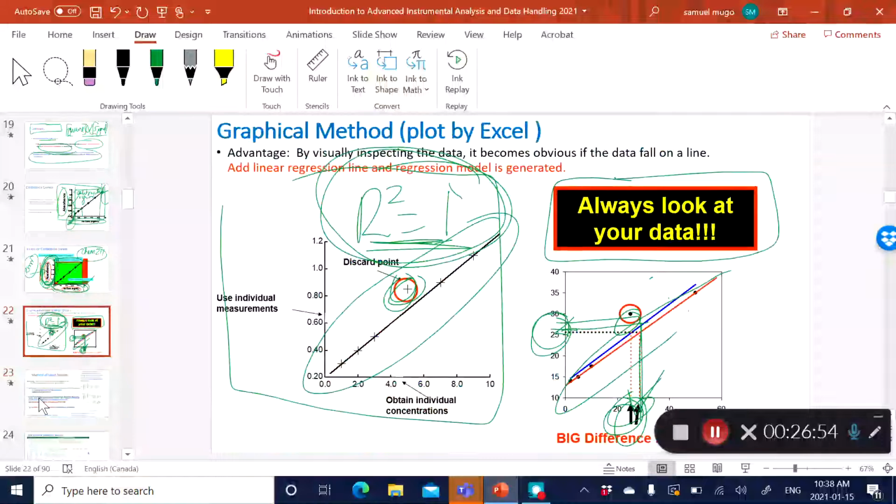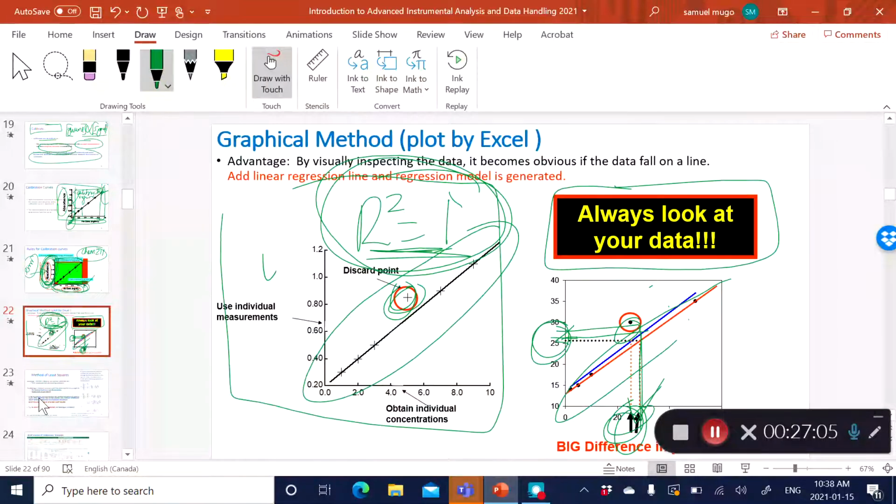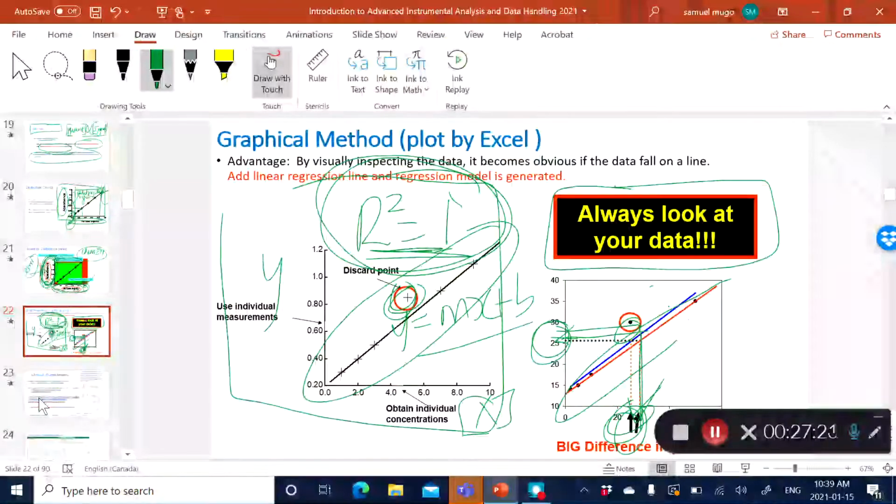So that is the Excel method, or rather a graphical method where you can visually see the relationship between the Y, which is the signal, and the concentration, which is the X. And of course, you can have the regression equation, Y equals mx plus b, for univariate calibration, meaning you've got a single variable. If you now have the unknown, you can put the y as the unknown, m is the slope, b is the intercept, and you can determine the x.